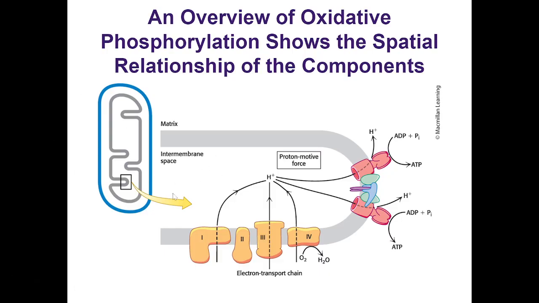Again, this phosphorylation shows a spatial relationship with the components. The proton motive force happens on the side walls of the cristae, pumping into the intermembrane space. This right here, which is the synthase complex 5, actually happens at the tips of the cristae, where we have an extra buildup of the proton motive force. And that's where we get the ATP synthesis.